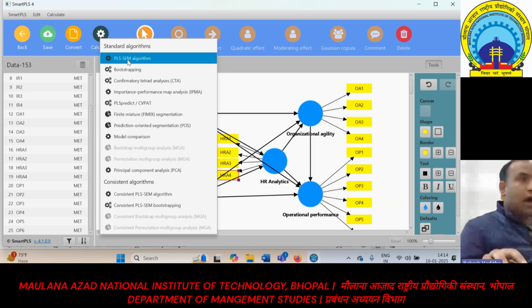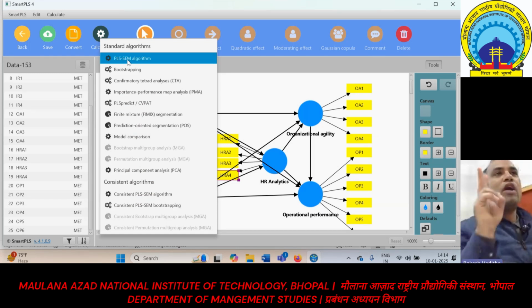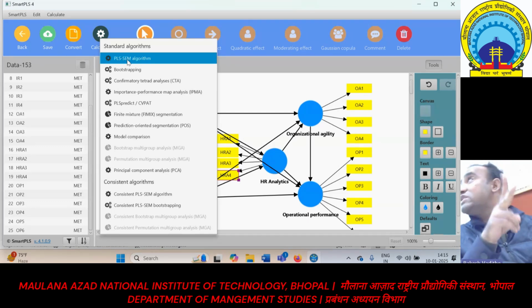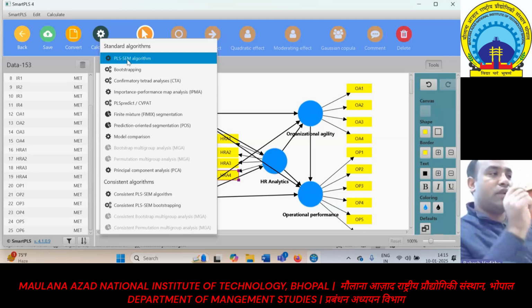PLS-SEM algorithm. Here we have to do two tests. One is the measurement model, one is the structural model. The measurement model you can get from the PLS algorithm. That bootstrapping is the structural model for testing the hypothesis development.